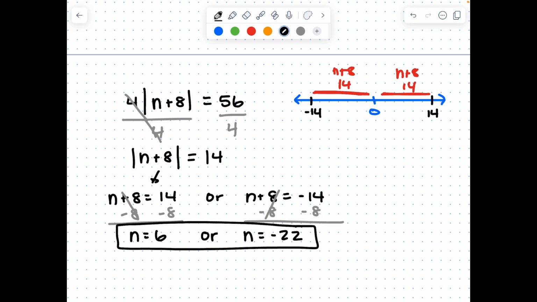So just keep in mind as you're working on these absolute value equations that the absolute value is representing a distance from 0, and that distance could go in either direction. So as you go to solve, you do have to split and consider both directions. You solve two equations when they give you one absolute value equation.